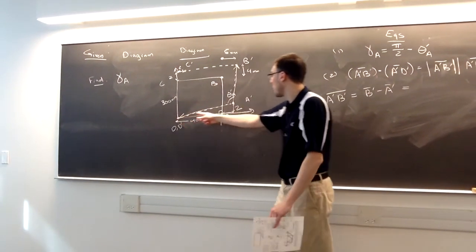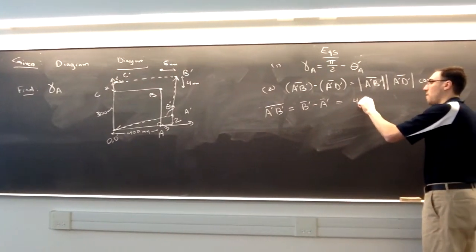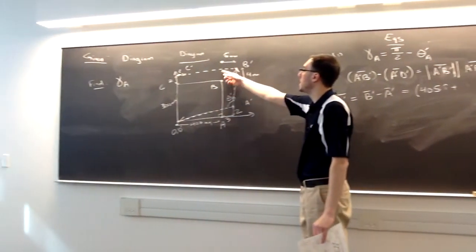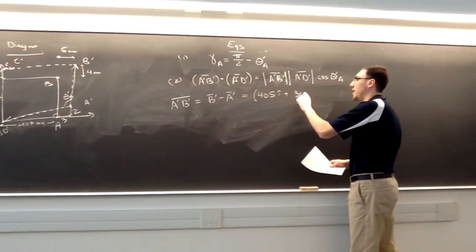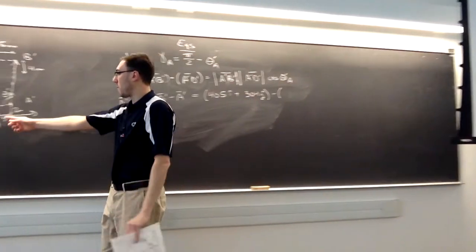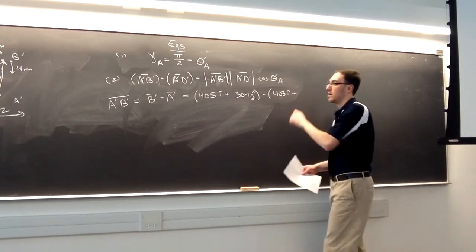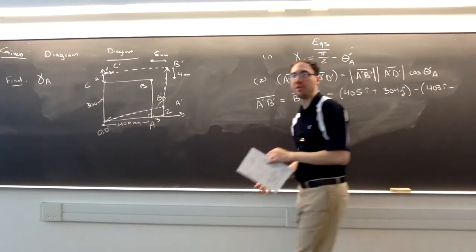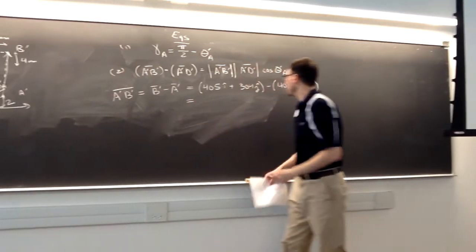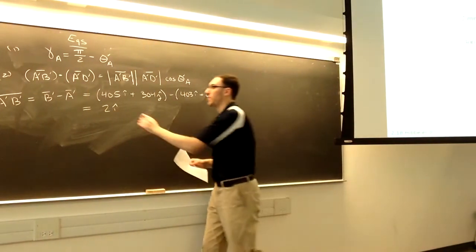I know originally it's 400 in the x, but then to get to B prime, I have to go 405 in the x, or 405i. To get to B prime in the j, I have to go up 300, and then up another 4 to get to B prime. So 304 in the j. And the coordinates of A prime: go 400, and then another 3 in the i direction to get to A prime. And originally it's at 0. I have to go up by 2 to get to A prime, so plus 2j. 405 minus 403 gives me 2i. 304 minus 2 gives me 302j.